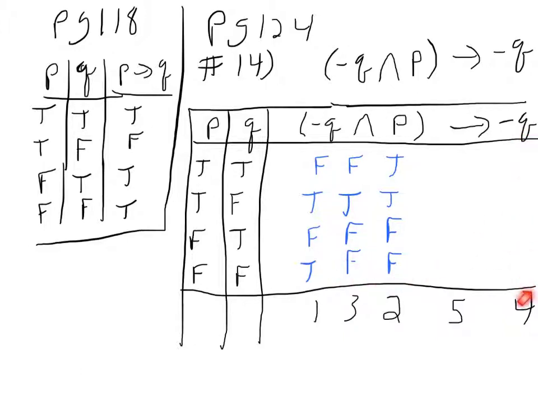Through this column fourth, it's not Q, so it's going to be the opposite of the Q column. False, true, false, true. And so this column is just the opposite of that. Finally, we want to get to the conditional or the if-then. To do the if-then, we're going to have to work with column 3 and 4.